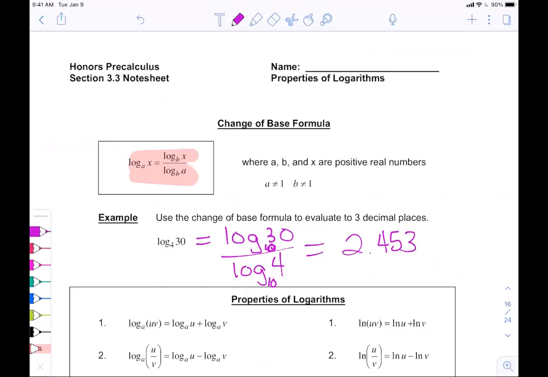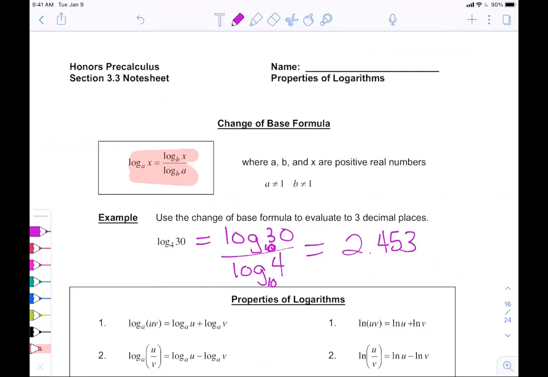So that is a way for us to evaluate logarithms that aren't able to be solved using exponential form. So any logarithm we can evaluate. We try and use exponents to give us exact values, but sometimes it's not going to be exact.